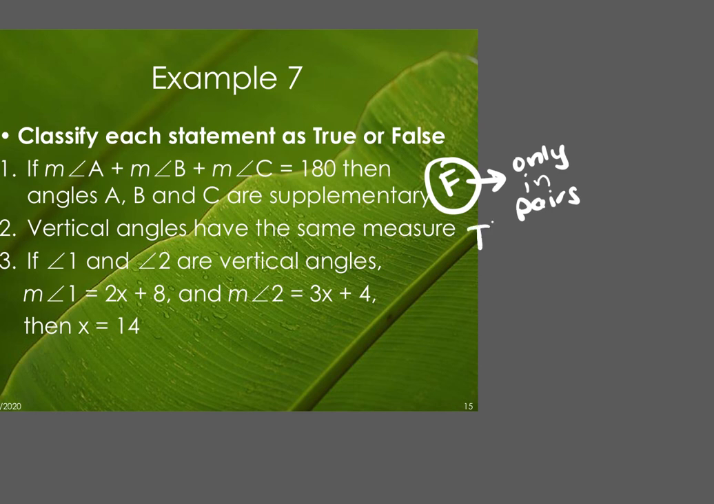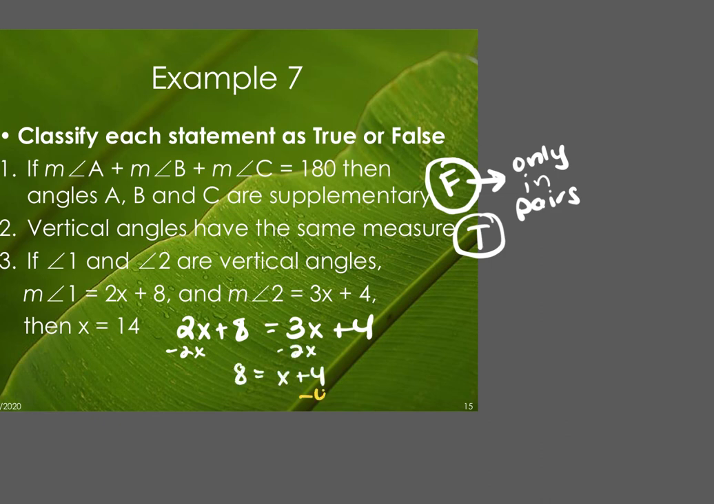True. And 3, if angle 1 and angle 2 are vertical angles and the measure of angle 1 equals 2x plus 8 and angle 2 equals 3x plus 4, x equals 14. So we'd have to set them equal to each other. 2x plus 8 would have to equal 3x plus 4. Actually, no, that's false. x should equal 4, not 14. This is false. Love the sound effects.